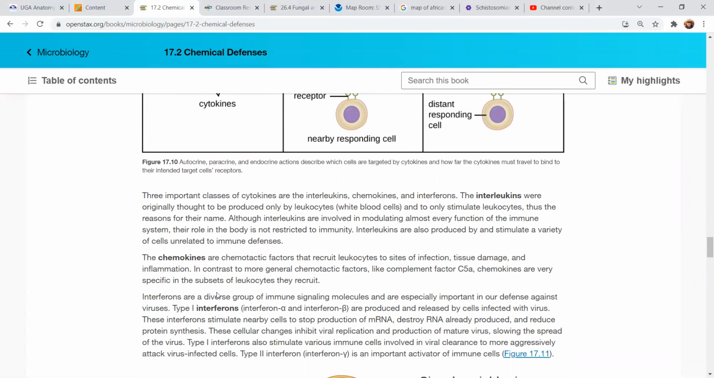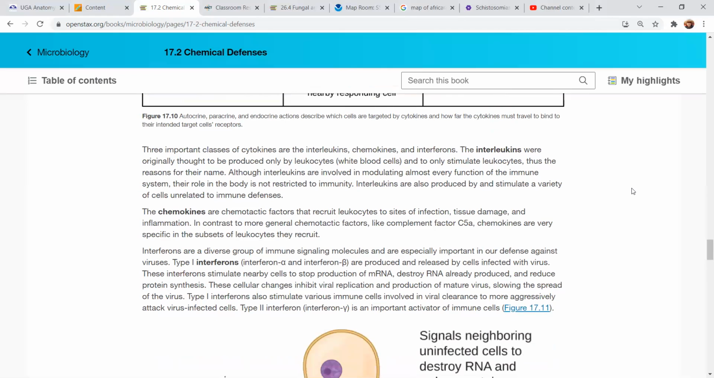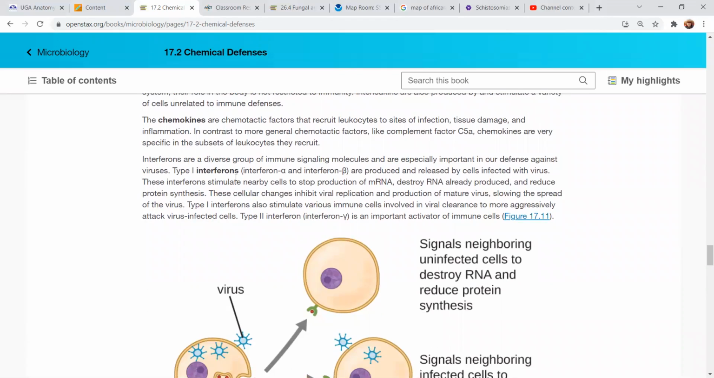Three classes that we've really studied a lot are the interleukins, the chemokines, and the interferons. Interleukins are basically involved in modulating all of the parts of the immune system. Chemokines are going to recruit our white blood cells, which are basically our macrophages and our bacterial targeting cells, to the sites of infection. And then interferons are signaling molecules, and they are very important against viruses.